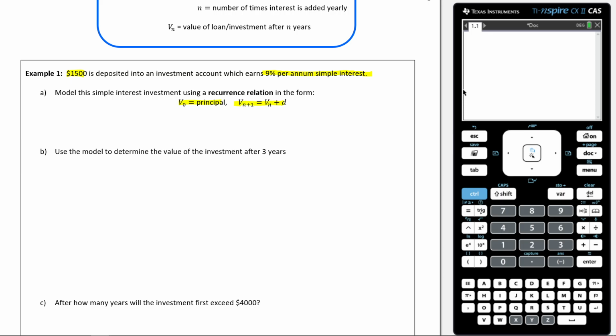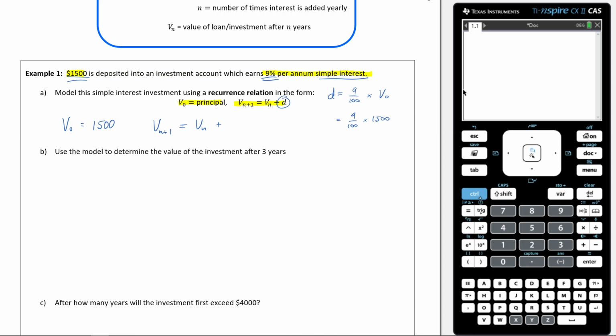The first thing we're going to do is say, well, V of 0 is my principal. It's how much I originally deposited, which was $1,500. Then to figure out V of n plus 1, you take V of n and you plus on D. Now, what is D here? Well, remember, this is simple interest. Simple interest means you're just finding 9% of the original amount. So I'm going to go 9 over 100 times my principal amount. So 9 over 100 times 1,500.